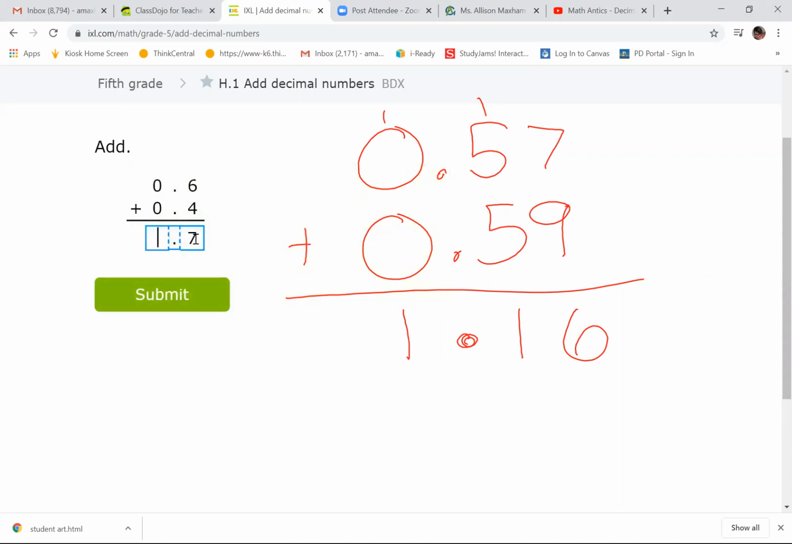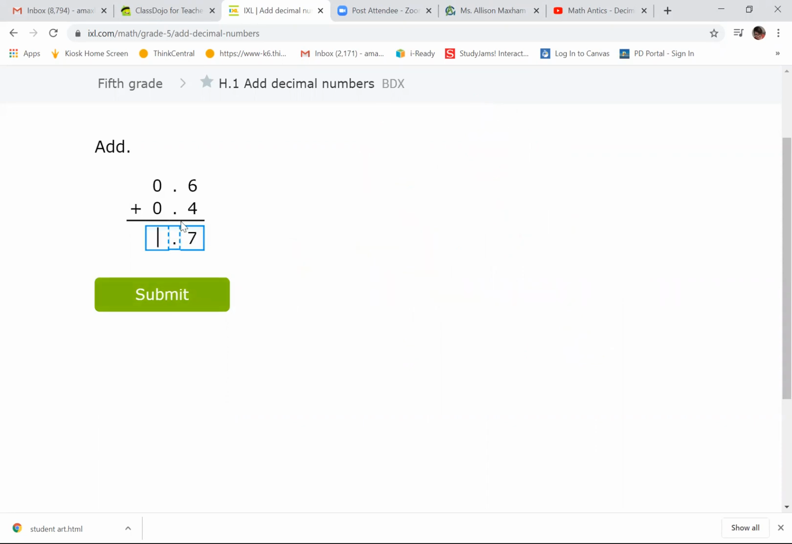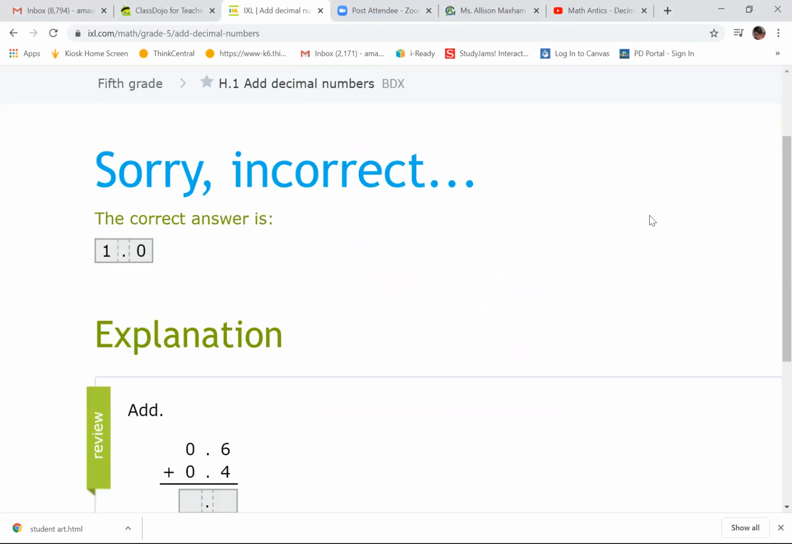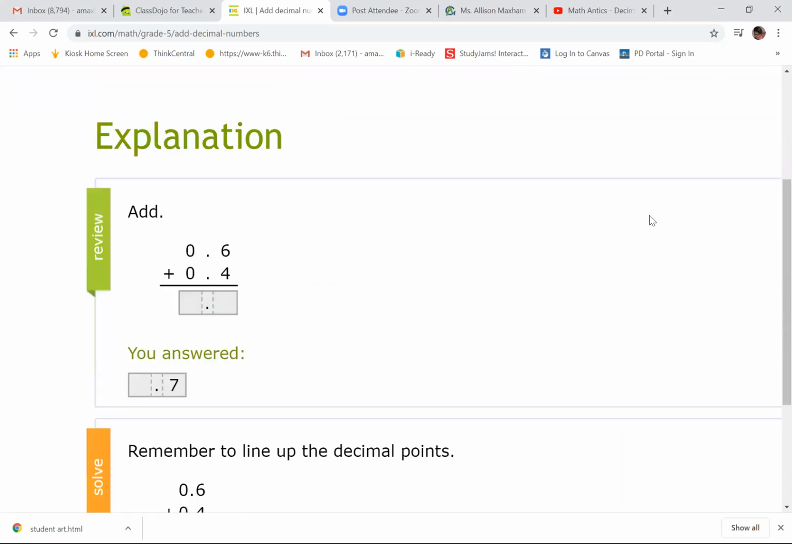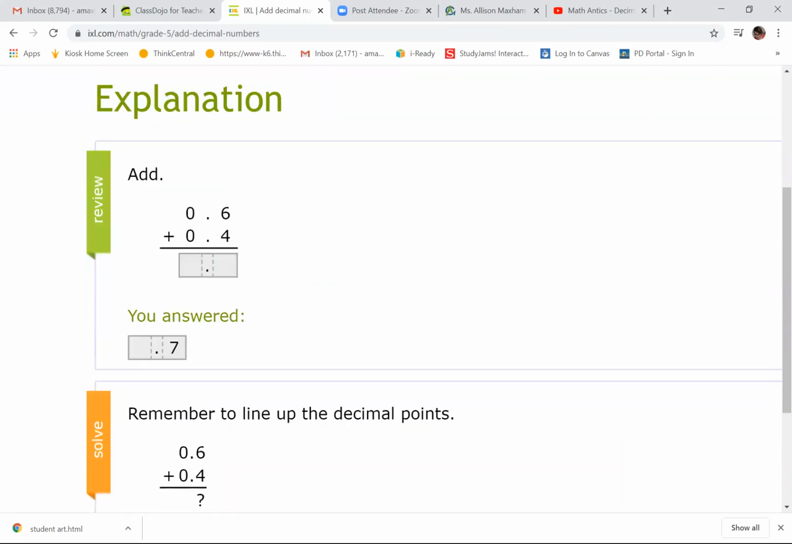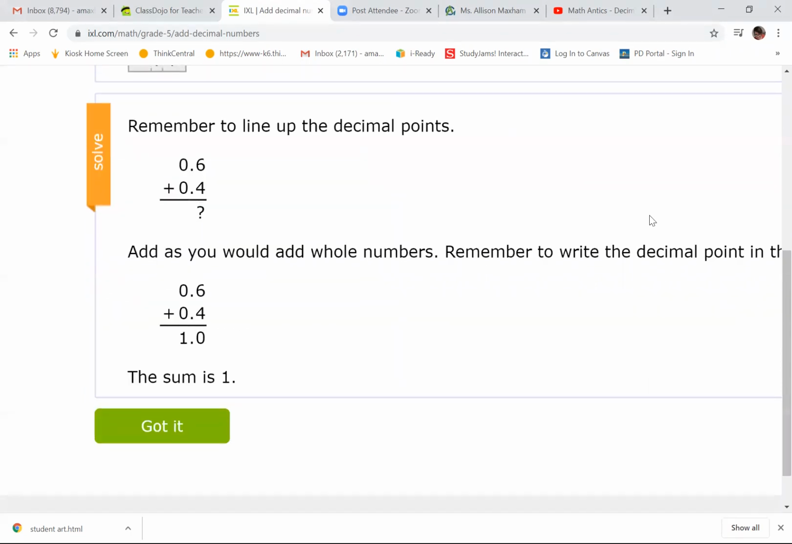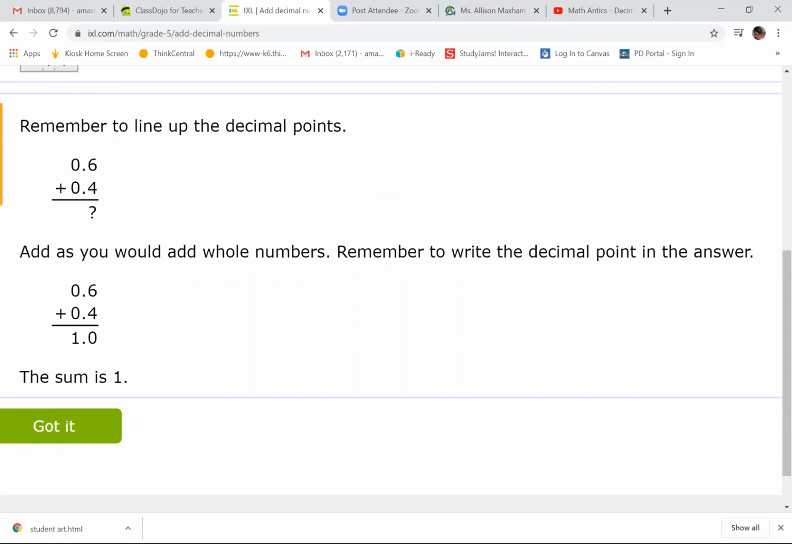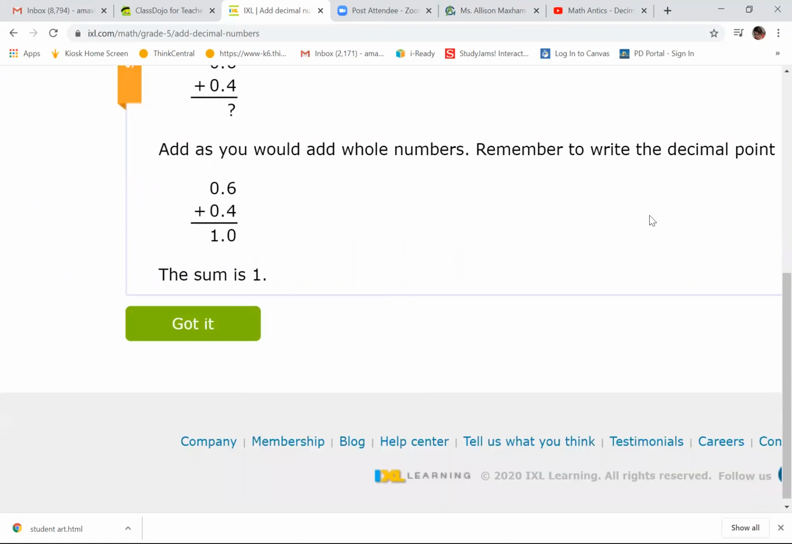Now, what I like about IXL is that if I get the wrong answer and hit submit, they're going to tell me incorrect. The correct answer is 1. So here's what I did. I put a 7 in there. They are telling me, remember to line up the decimal points and then add as you would add whole numbers. And then remember to write the decimal point in the answer.